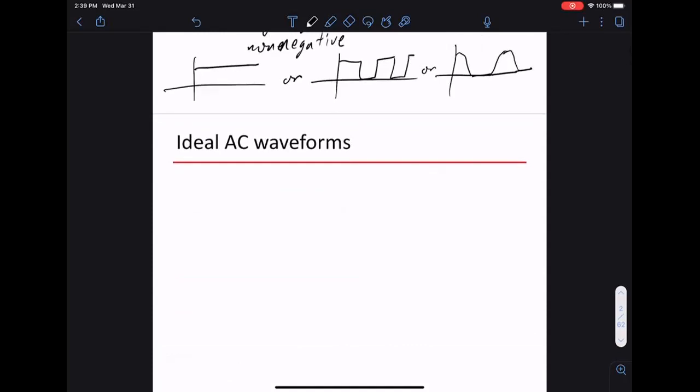So what is an ideal AC waveform? When we talk about an AC wave, what kind of waveform should we have in mind? The ideal AC waveform is a sinusoid, right? The sinusoid.